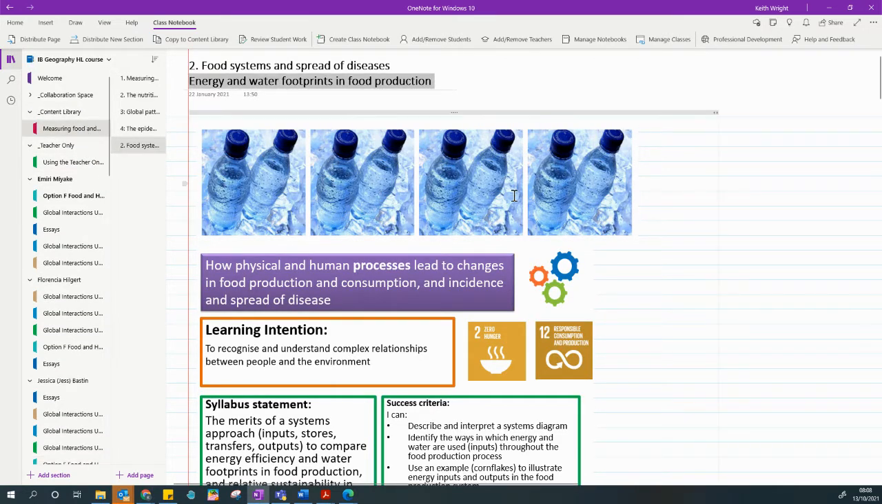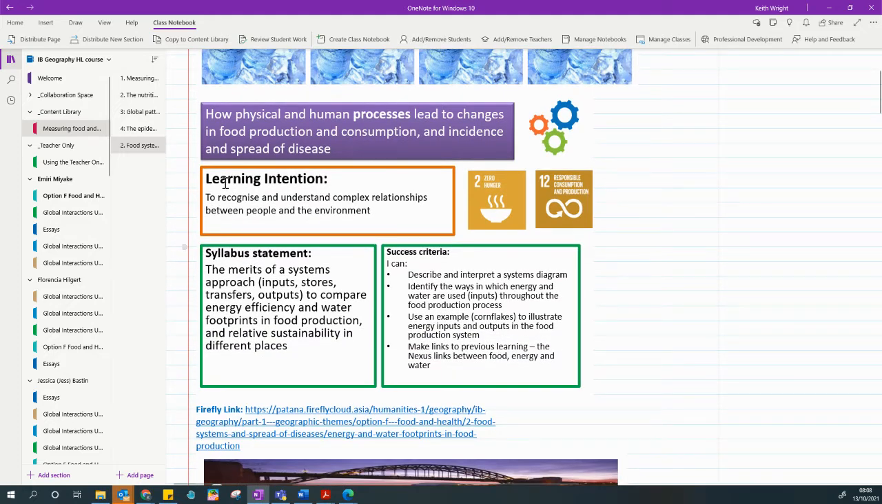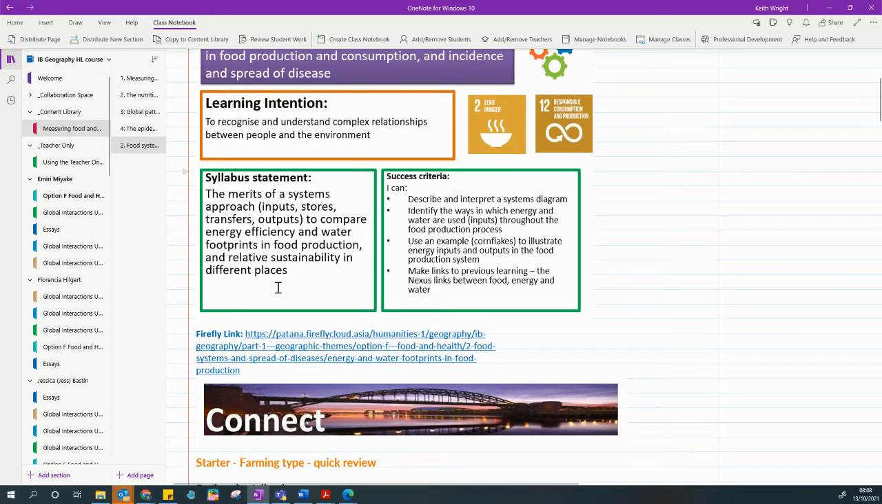Okie dokie. So you've got your learning intention, recognize and understand complex relationships between people and the environment. And we have a rather wordy syllabus statement there. The merits of a systems approach, input, stores, transfers, outputs to compare energy efficiency and water footprints in food production and relative sustainability in different places. But although it sounds a mouthful, we've done systems diagrams before.